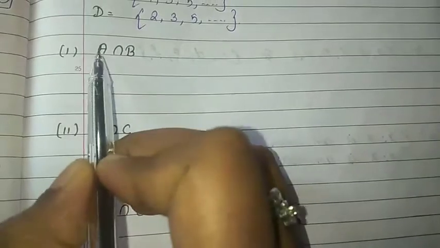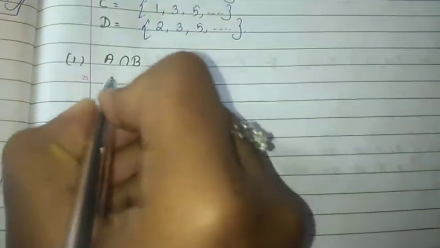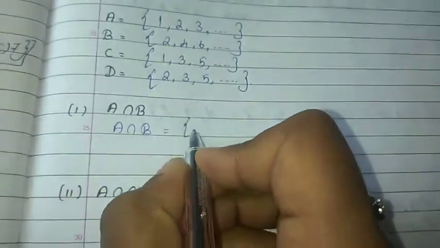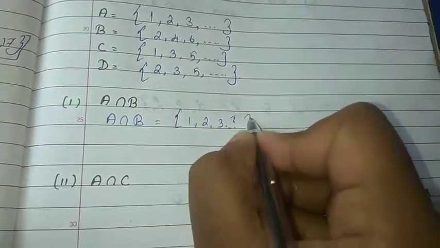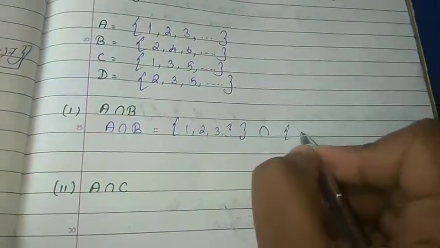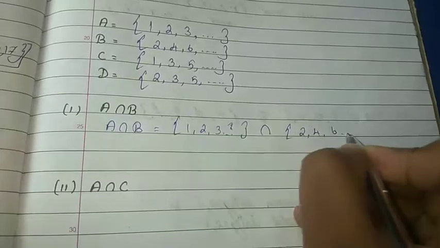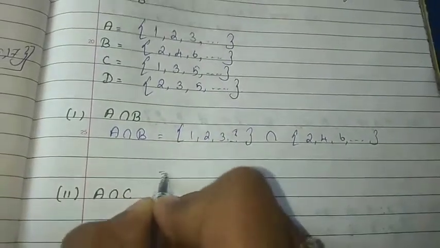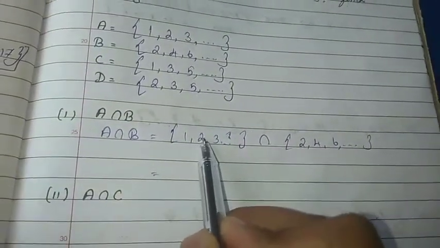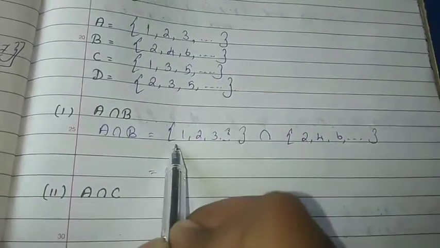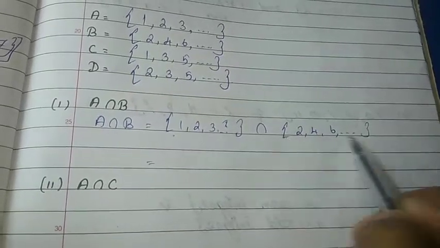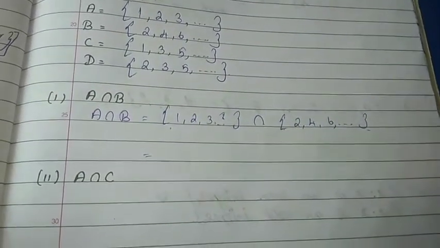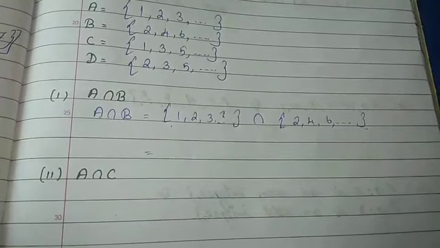First subdivision, A intersection B. So now we have to find A intersection B is equal to, what is the set A? 1, 2, 3. No, just write it in roster form. Intersection 2, 4, 6, etc. So therefore, what is intersection now? Natural numbers contain all the numbers. Here even numbers contain only 2, 4, 6, 8, etc. No, only even numbers. What is intersection then?